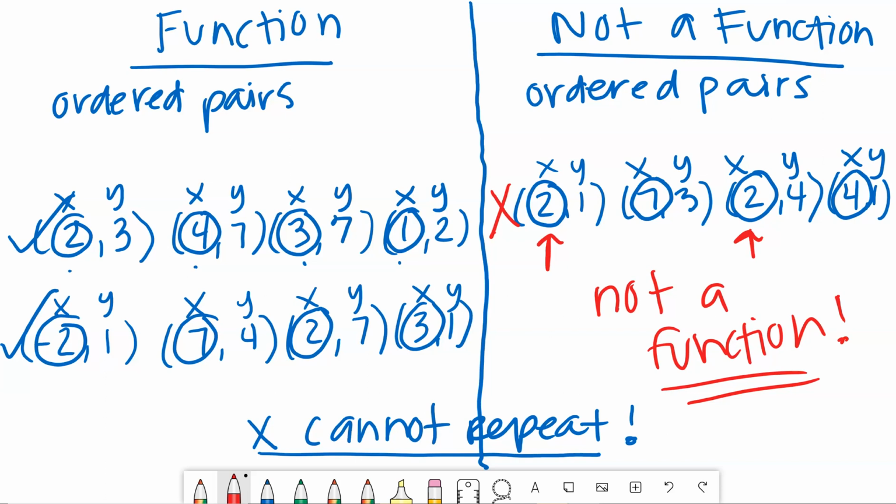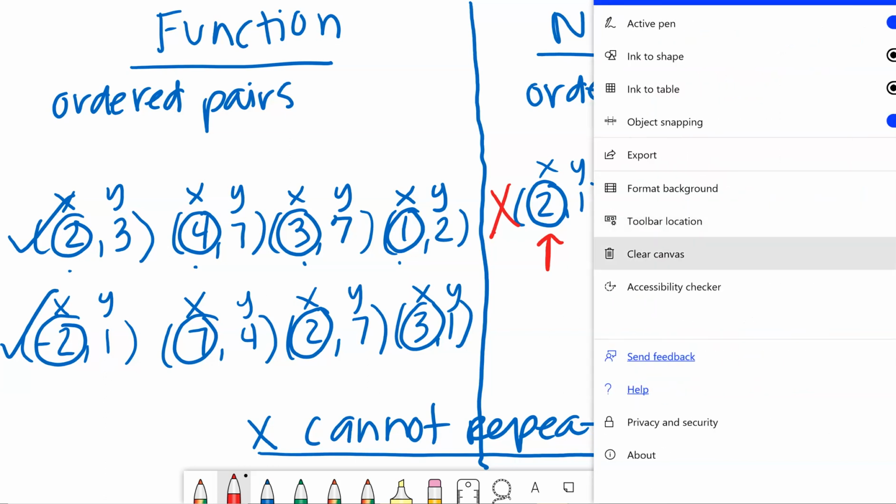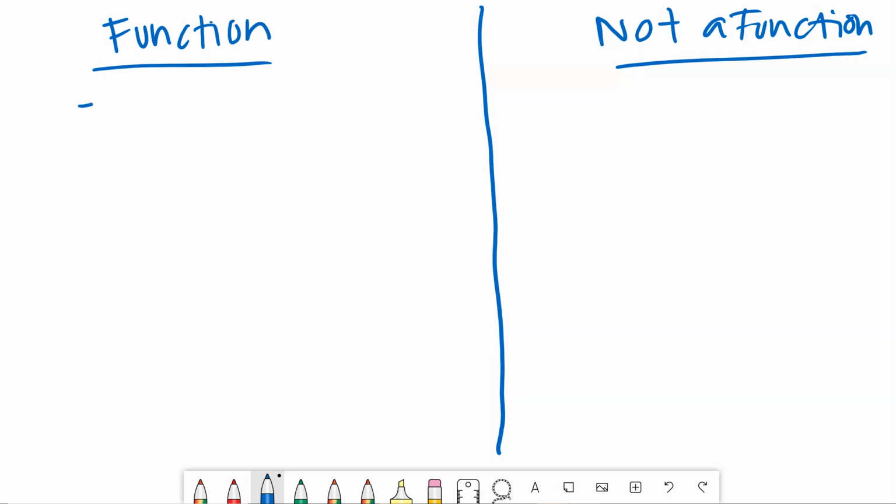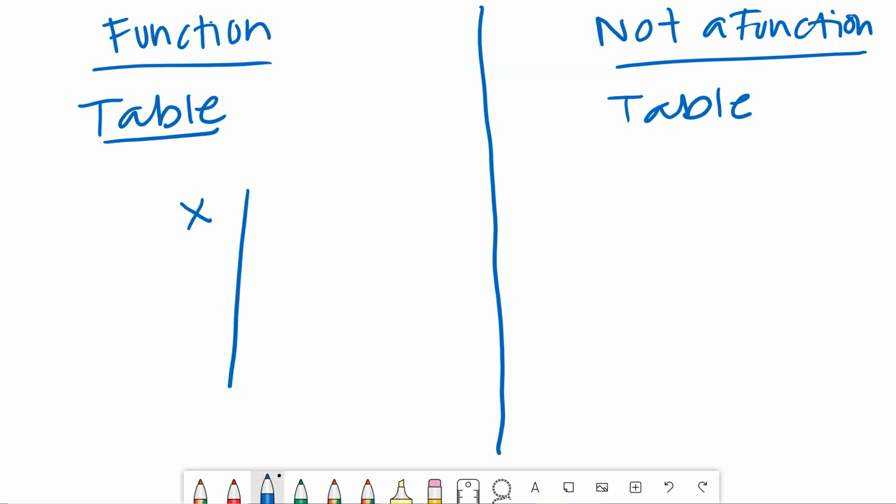Okay, so now let me go ahead and clear the page. We're going to look at function and not a function again, and now we're going to talk about a table. Same thing with the table. If you have a table, I can have x values 2, 3, 4, 5 and y values 1, 7, 1, 3.